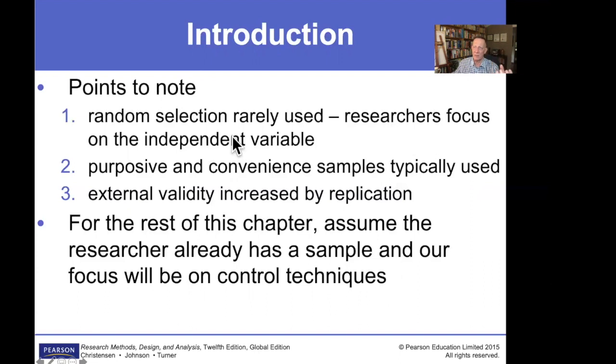decrease the generalization validity and increase the internal validity by specifically choosing, in experiments now, choosing samples that fit the criteria in which you can control certain stuff. That will become clearer as we go on. Right.